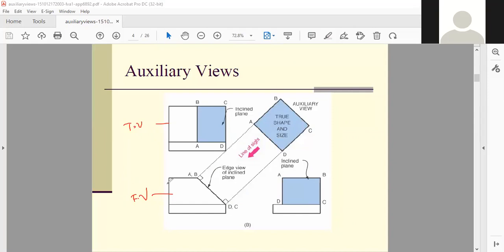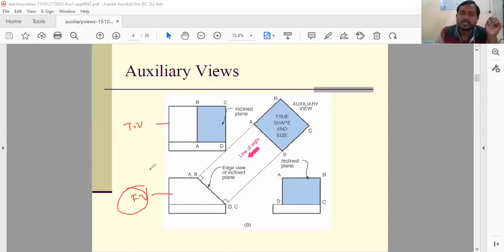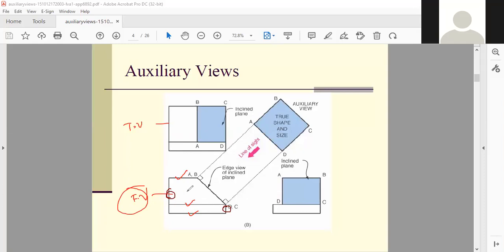How many lines are there in the front view? So like vertical, horizontal, or inclined. How many lines are there? Look at this. You can see this clearly. This line is horizontal, this line is horizontal, this line is horizontal. And next, look at this. This line is vertical, this line is vertical. So apart from that, any lines are there? Inclined line is there, sir.